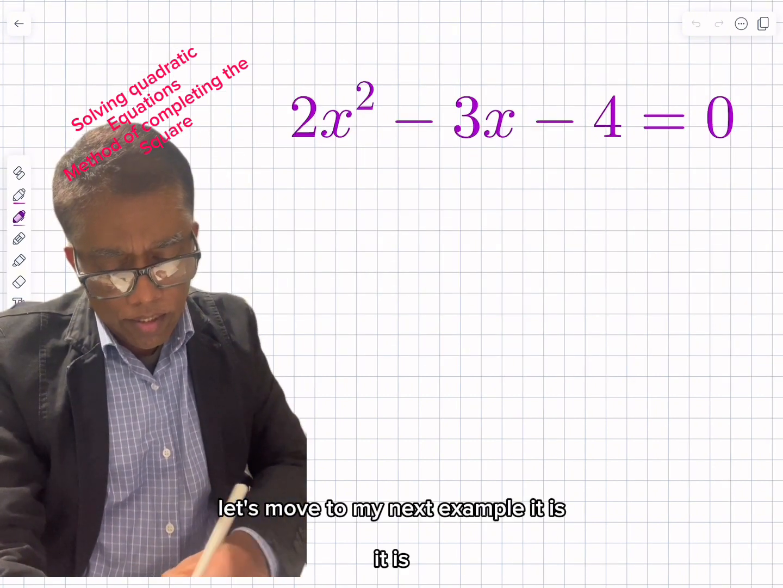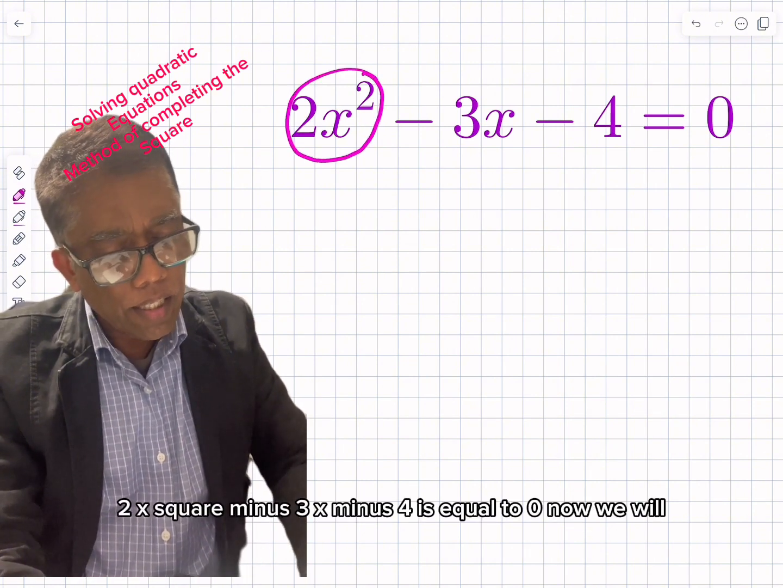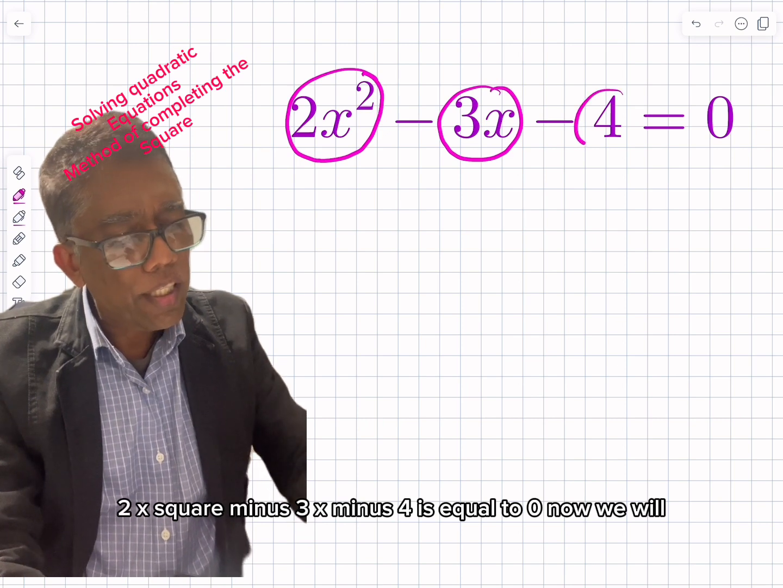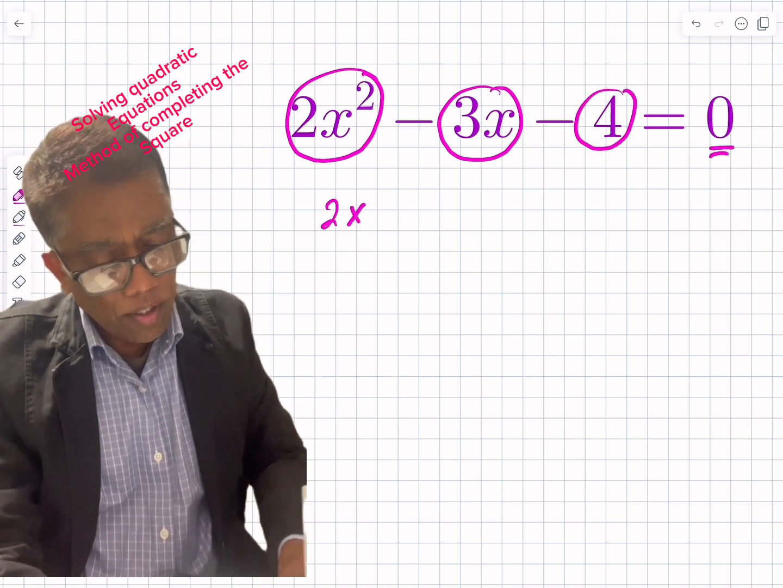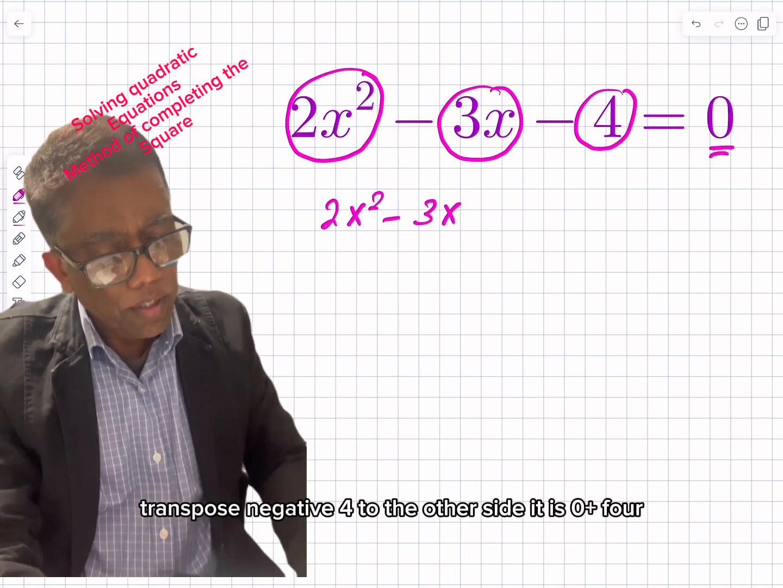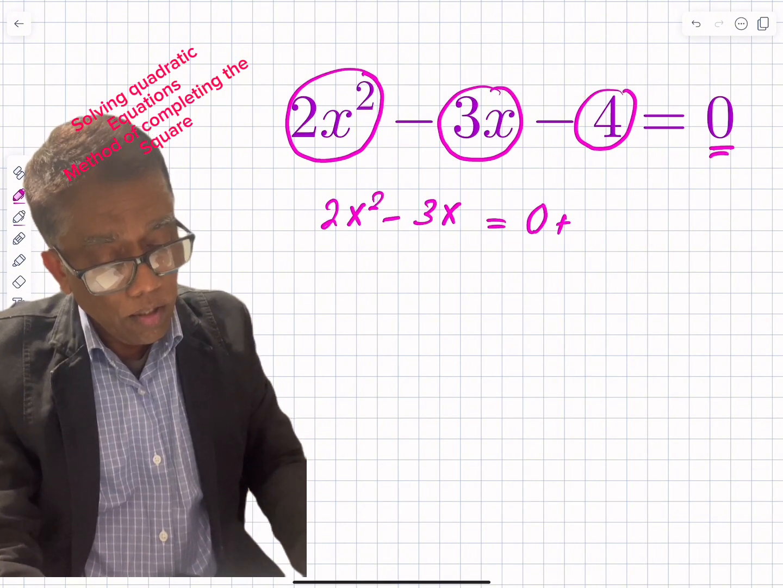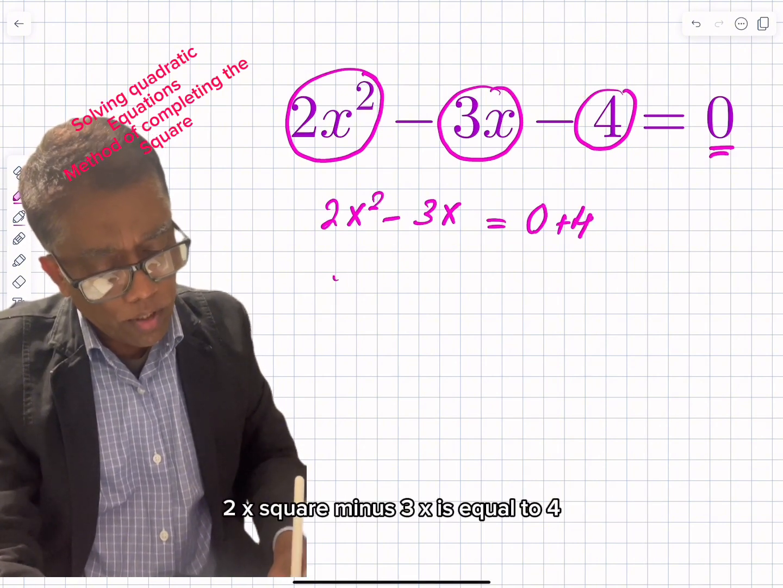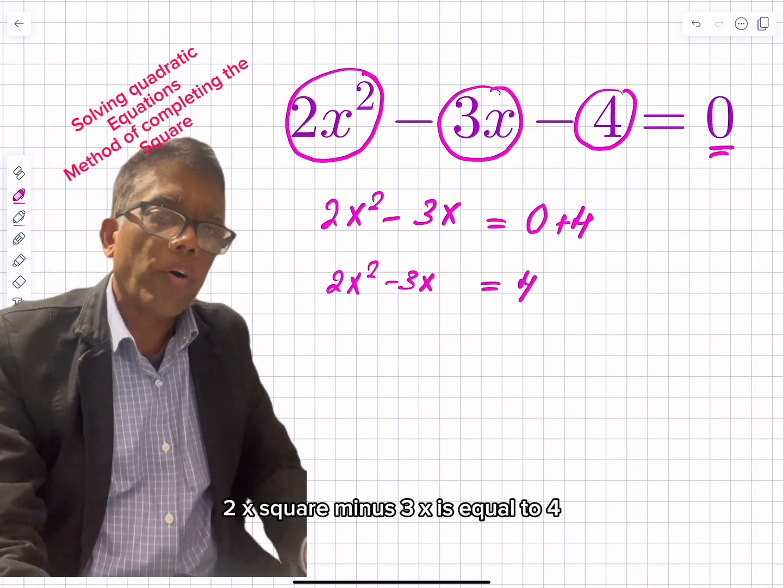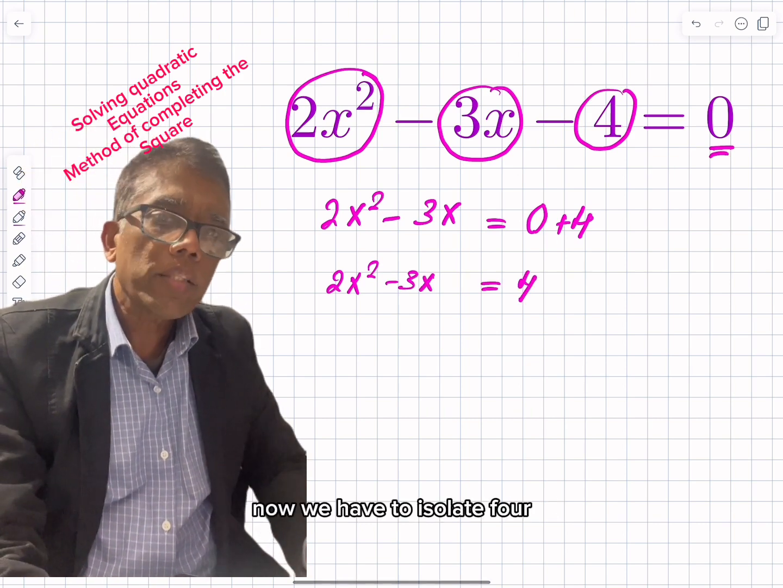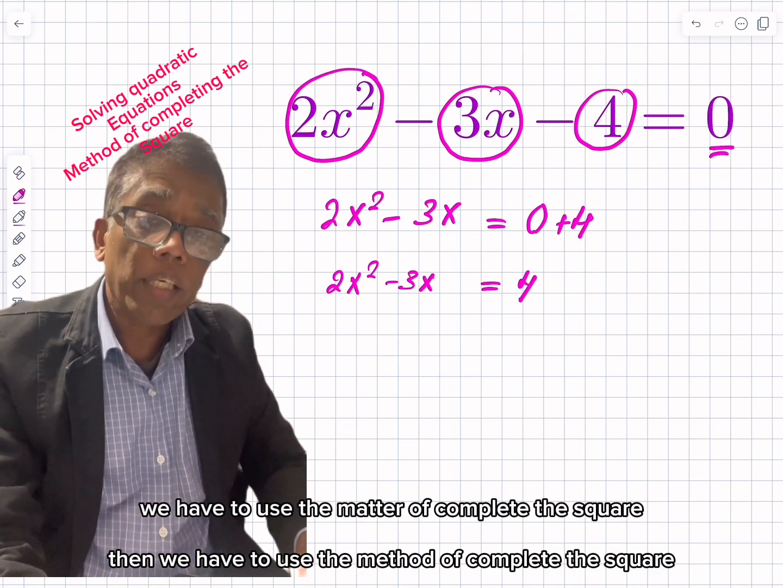It is 2x square minus 3x minus 4 is equal to 0. Now we will transpose negative 4 to the other side. It is 0 plus 4. 2x square minus 3x is equal to 4. Then we have to use the method of completing the square.